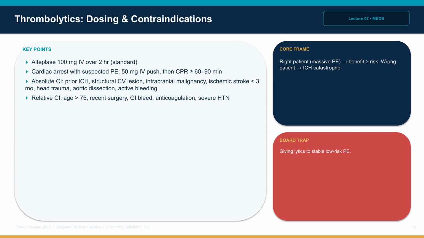Absolute contraindications include any prior intracranial hemorrhage, structural cerebrovascular lesion, intracranial malignancy, ischemic stroke within 3 months, except acute stroke within 4.5 hours, recent significant head trauma, suspected aortic dissection, and active bleeding. Relative contraindications include age over 75, recent surgery, recent gastrointestinal bleeding, anticoagulation, and severe hypertension. The board trap is giving thrombolytics in stable low-risk PE. Risk of intracranial hemorrhage outweighs benefit.